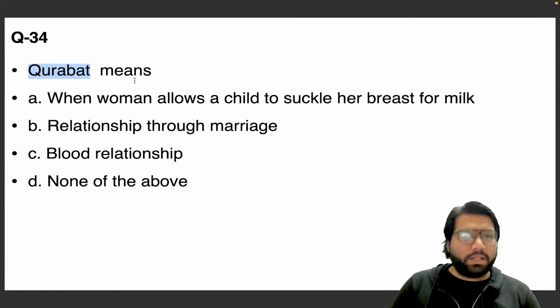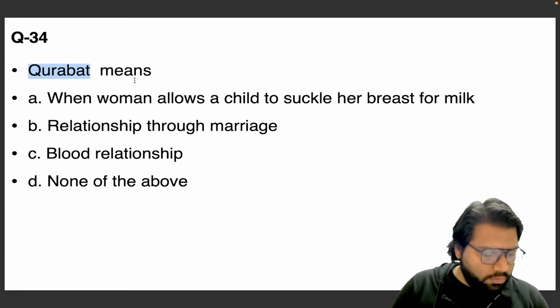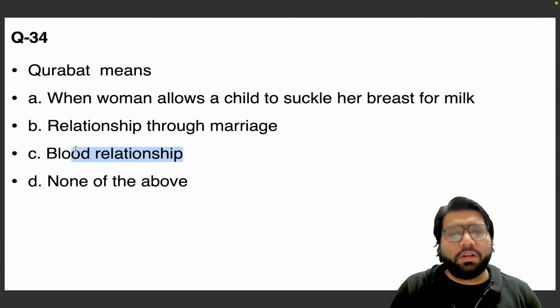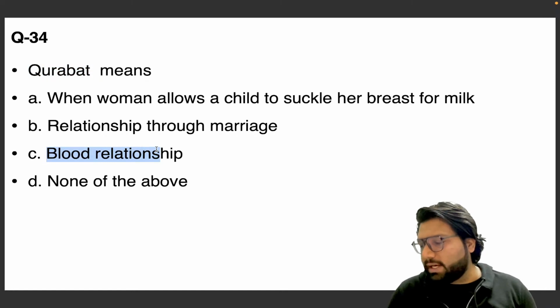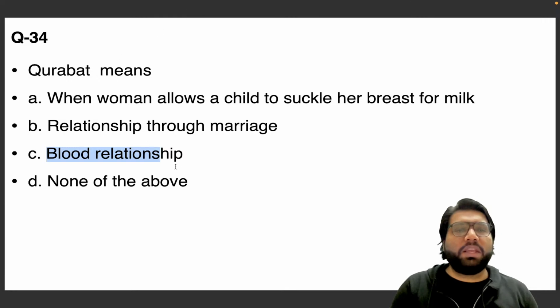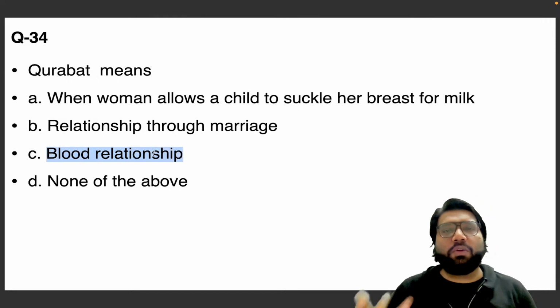Sorry. Kurbat is your, yes, blood relationship. Kurbat is the next word for your consanguinity. So the answer is C. 34, the correct answer is C. Okay. So kurbat means blood relationship. This is consanguinity basically.